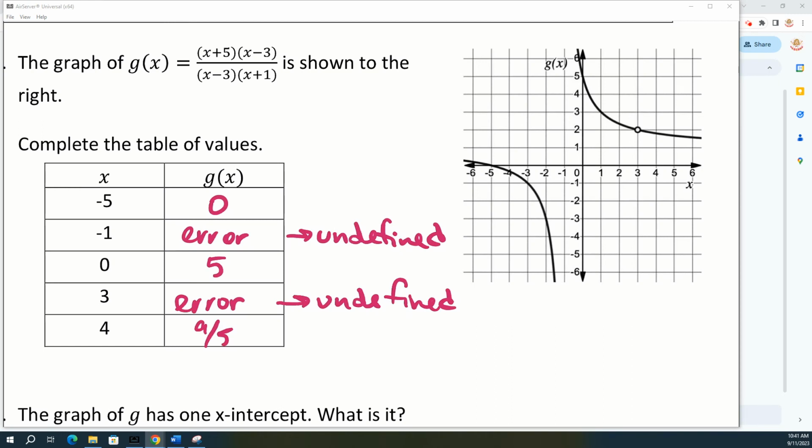Okay, so this is what your table looks like. For error, you can write undefined. It doesn't matter to me. And we'll talk more about what those errors mean tomorrow. But let's answer these questions today.